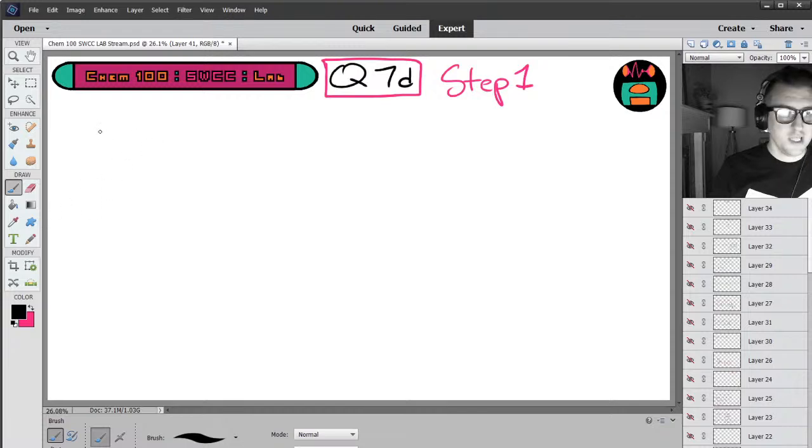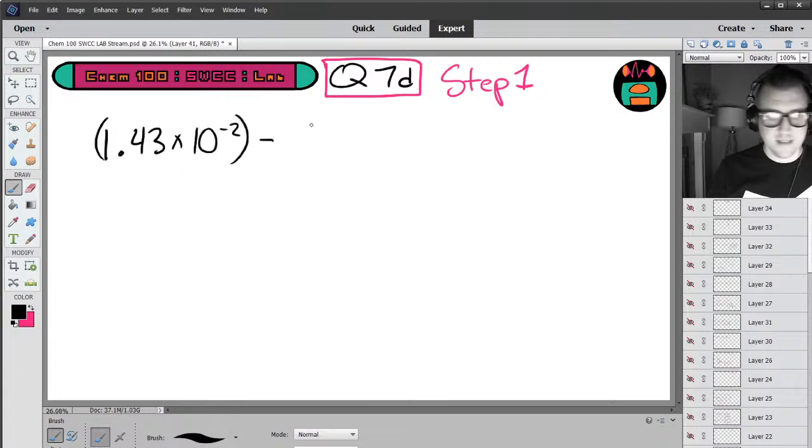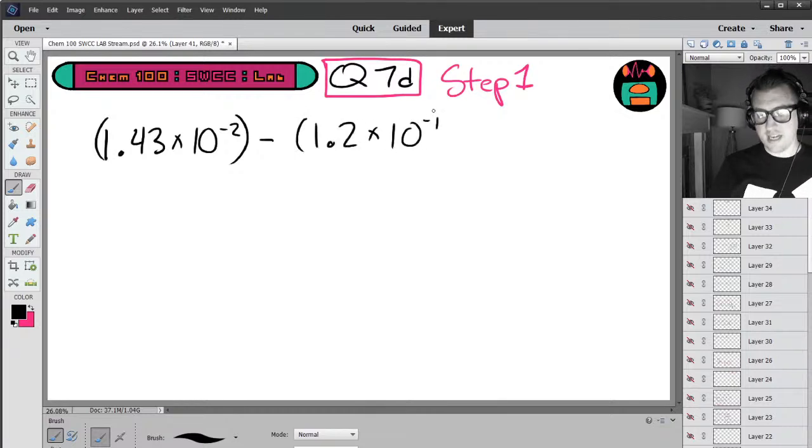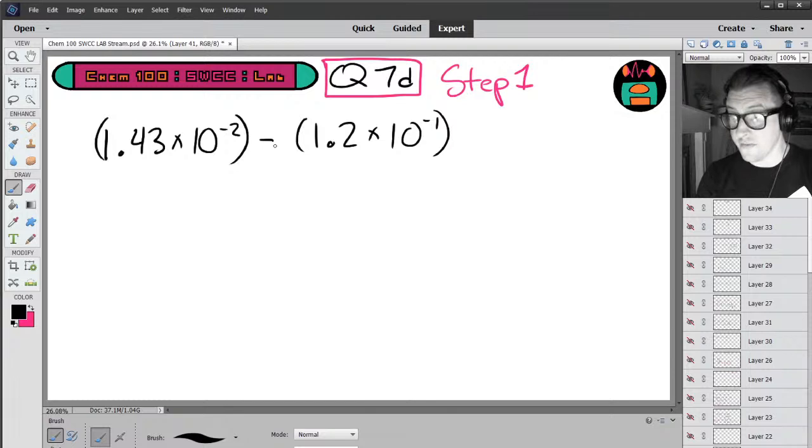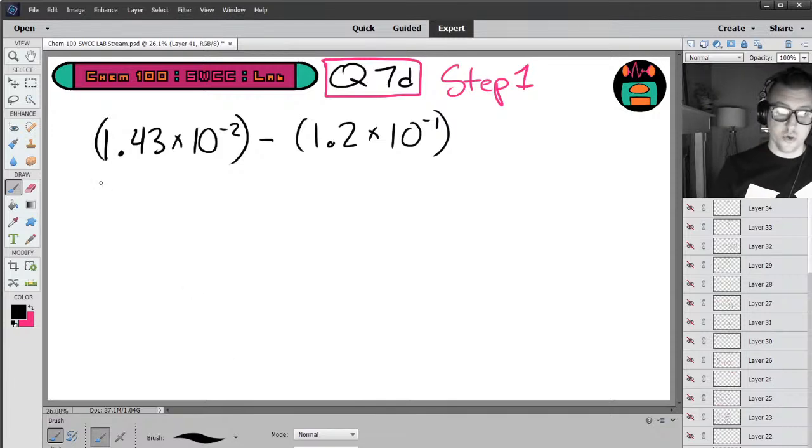All right, so this is 1.43 times 10 to the negative 2 minus 1.2 times 10 to the negative 1. Now, anytime you're doing addition and subtraction, I said this earlier, anytime you see addition or subtraction and numbers are in scientific notation, whoever wrote the problem is trying to fool you. It's a trap. You got to convert them to standard notation first and then do the addition or subtraction.